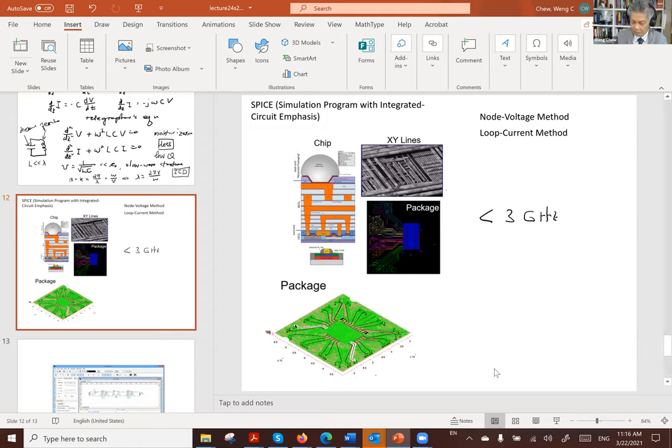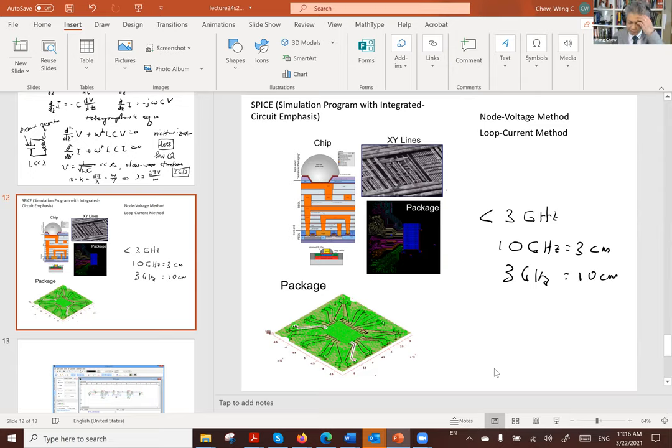And hence, if you look at the wavelengths at 3 gigahertz, I usually have this rule of thumb that I remember from my undergraduate days. 10 gigahertz is 3 centimeters. Okay, 3 gigahertz, maybe it's about 10 centimeters.